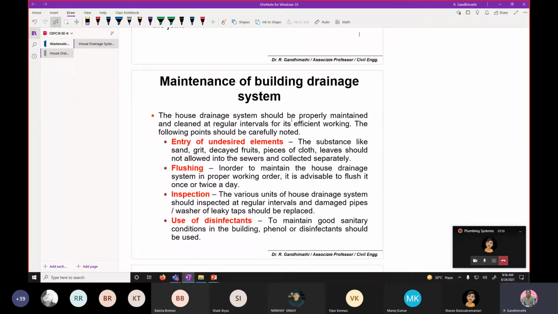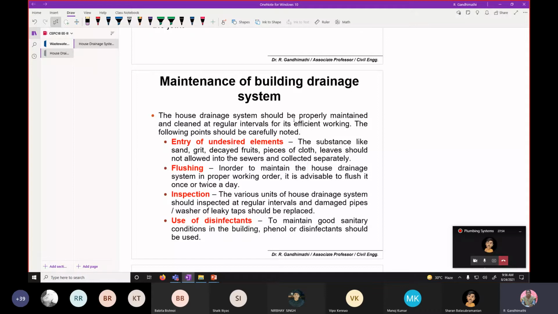Then flushing. In order to maintain the house drainage system in proper working order, it is advisable to flush it once or twice a day. If you are not opening the taps either, sometimes it may induce a bad odor. Therefore you have to do the flushing operation properly.